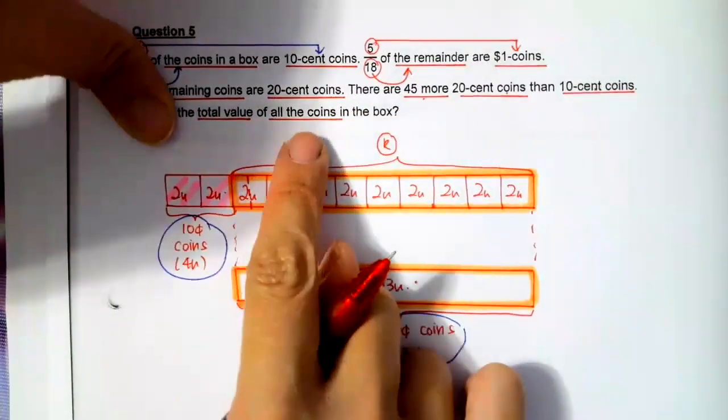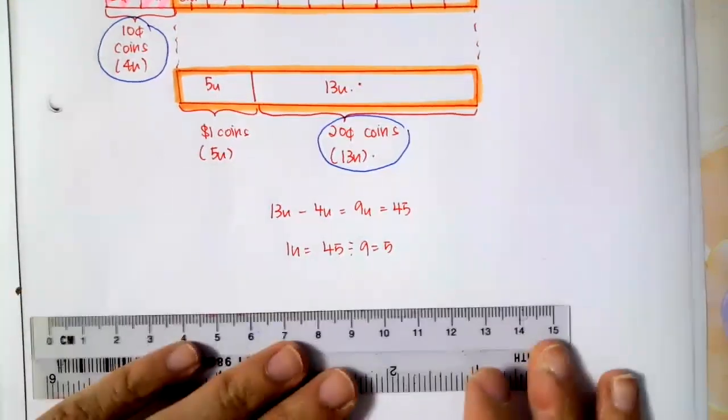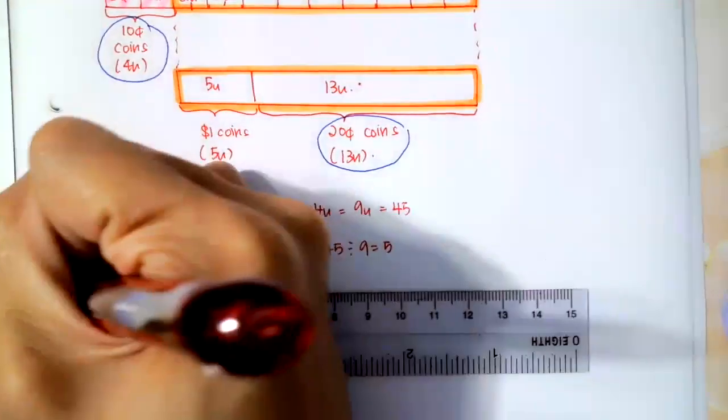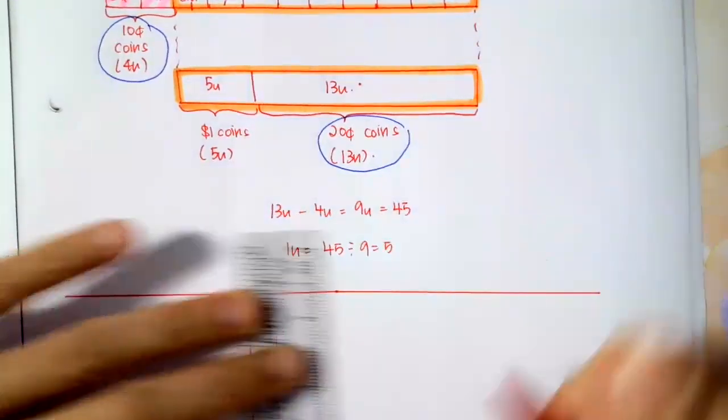We want to find the total value of all the coins in the box. So I know 1 unit is 5 coins. I can't take 5 times 4. Wait, I'm going to box it up for you to see. So what you're going to do now is very simple.